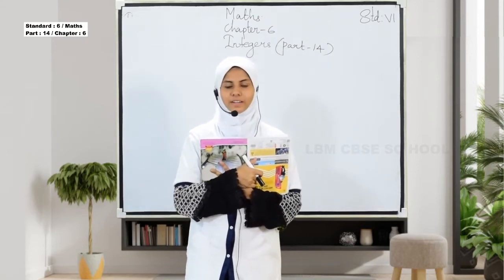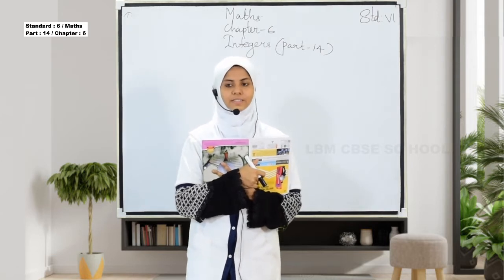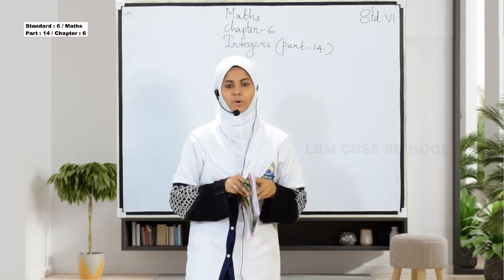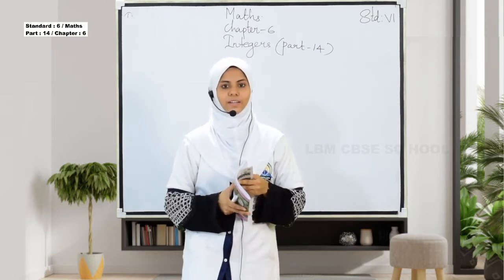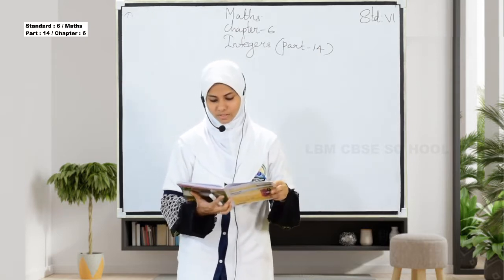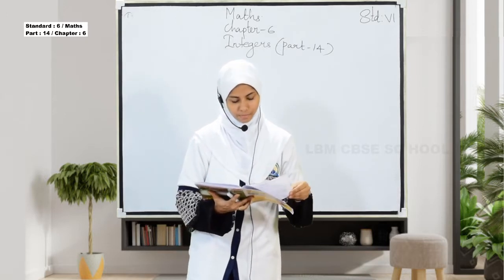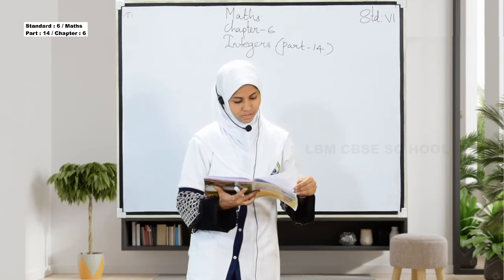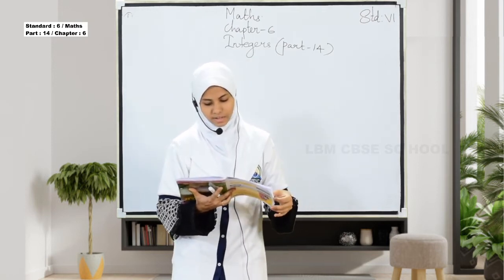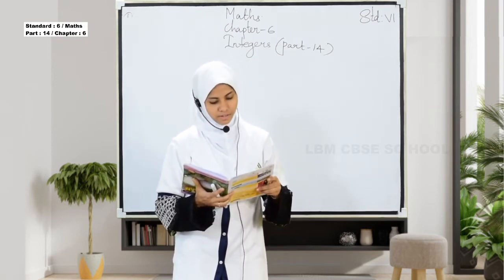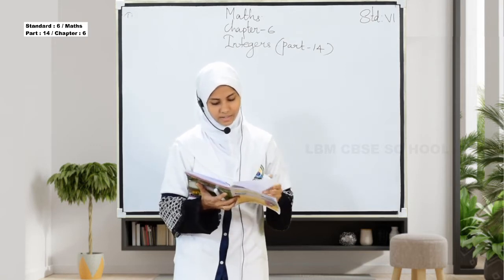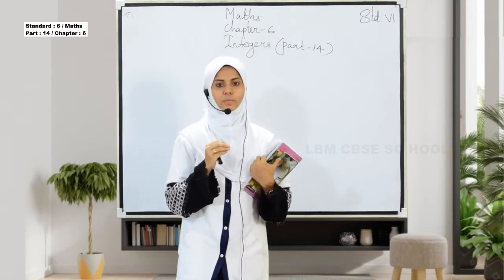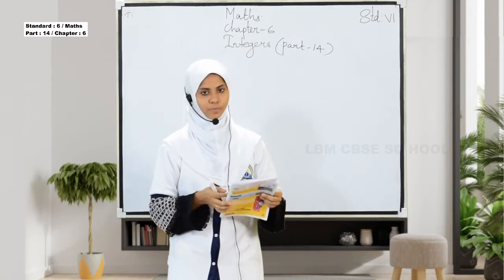In the previous classes, we studied two chapters. That is, first chapter, knowing our numbers, and the second chapter, whole numbers. In knowing our numbers, we studied comparing numbers and ascending order, descending order. Then we studied how to expand the 10,000, 1 lakh numbers. Then we studied in the chapter International System of Numeration and Indian System of Numeration.